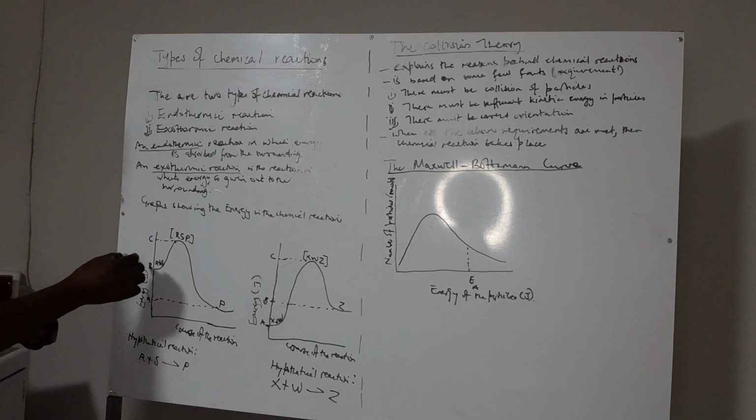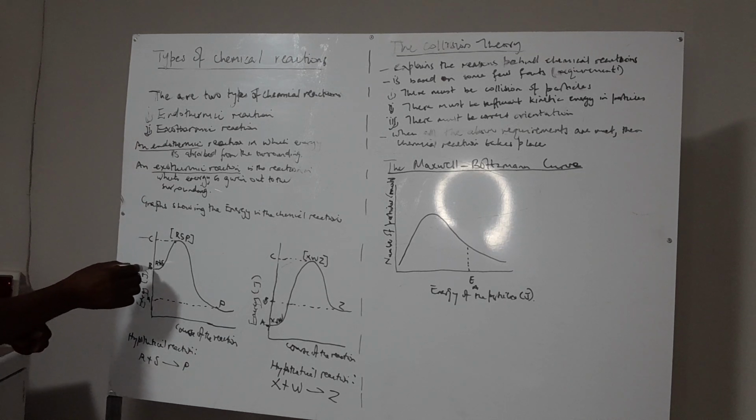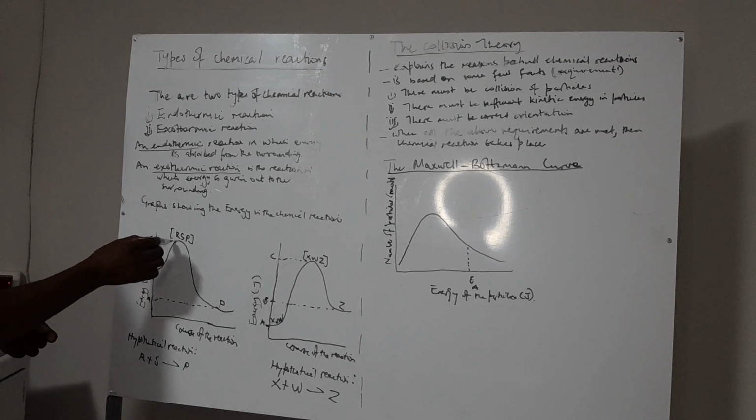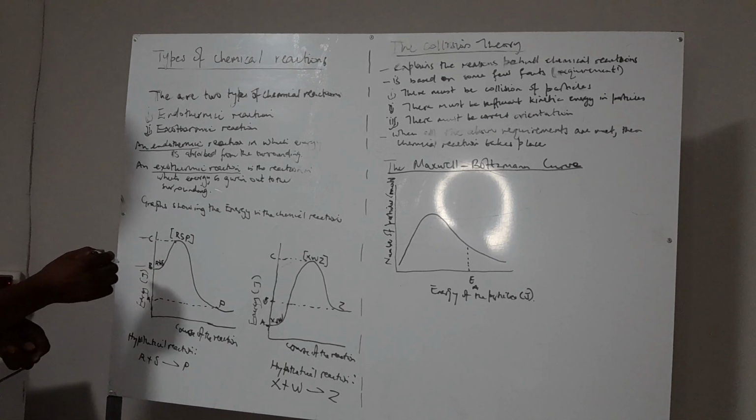Now, if you look at this graph that we have here, you'll see that there is the energy of the particles before the reaction, and that energy is what I call B on my graph. Then once the substances have been given enough energy so that they can react, I have the higher level of energy now, which is C.